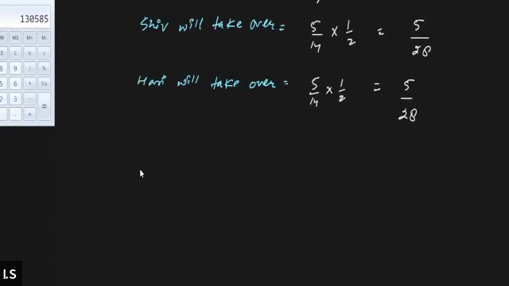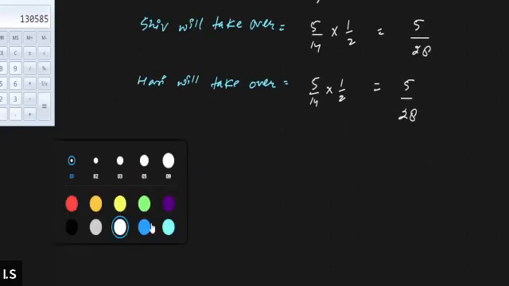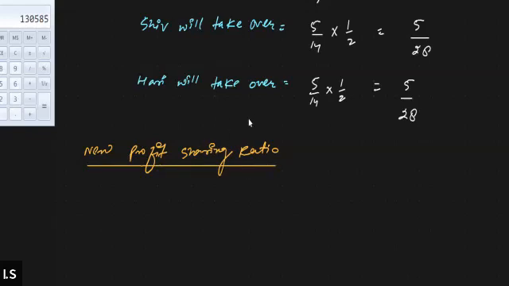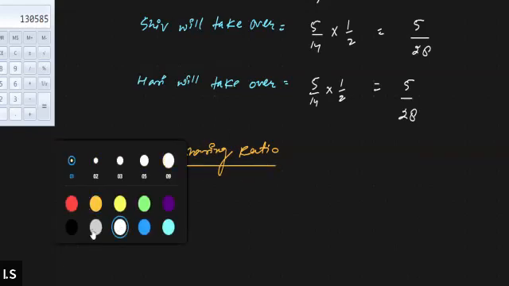Okay. Now we need to determine the new profit sharing ratio of Shiv and Hari. Both of you, could you please calculate the new profit sharing ratio for Shiv and Hari quickly and tell me the answers?